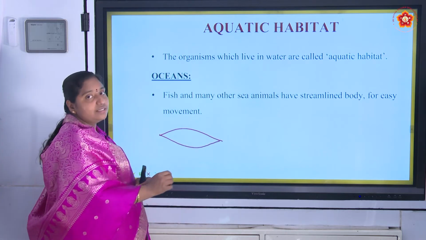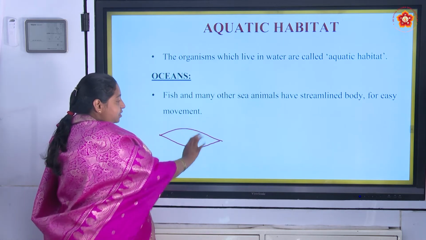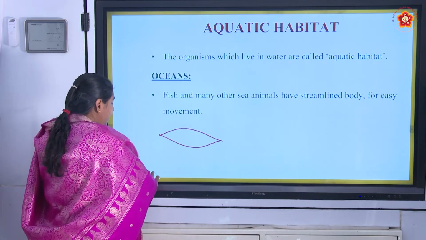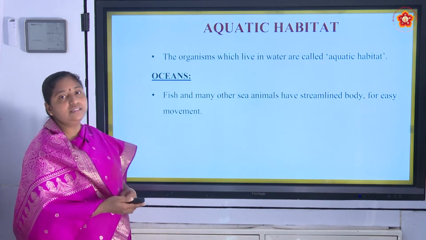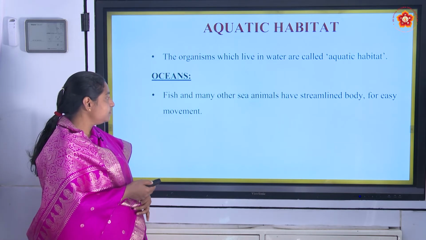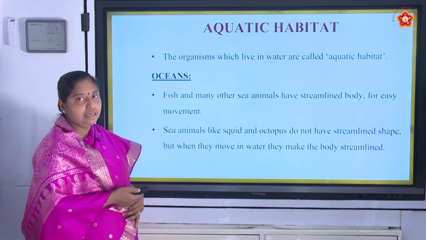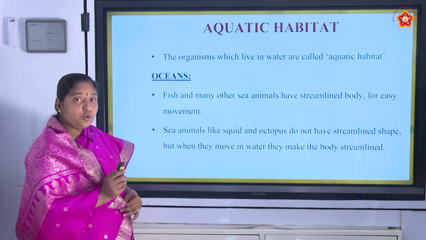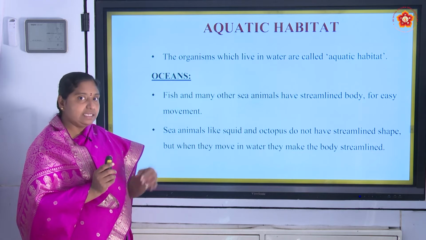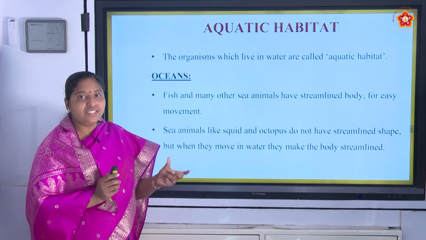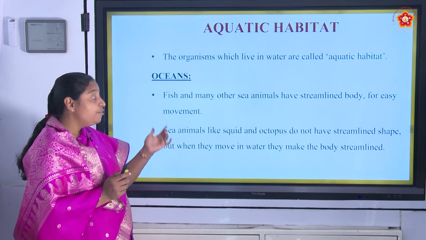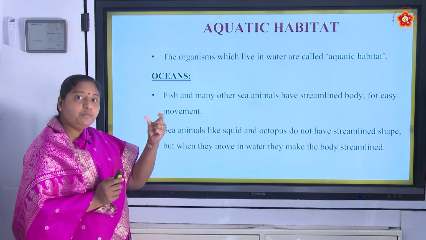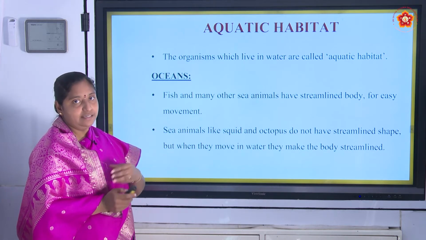The ends are tapering and the middle is bulged, and this helps in easy movement of the organisms which are living in the water. Sea animals like squid and octopus do not have a streamlined body. As such, the shape of that body is not streamlined. But when they move in water, they make their body shape streamlined.